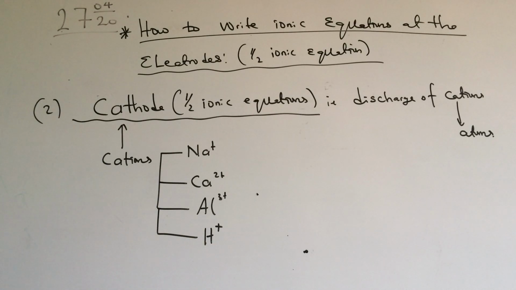Went to electrolysis, and whenever you observe a gas around the cathode, that gas must be what? Hydrogen gas. So let's look at how to write the cathode half ionic equations for the three stated here.